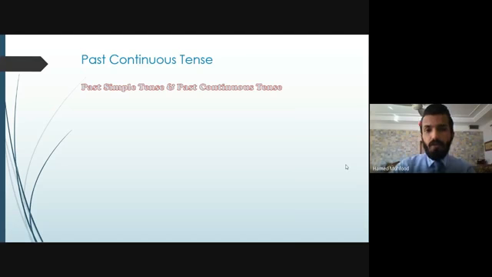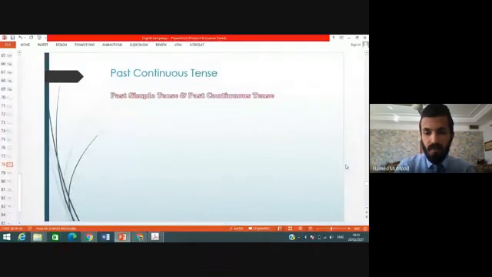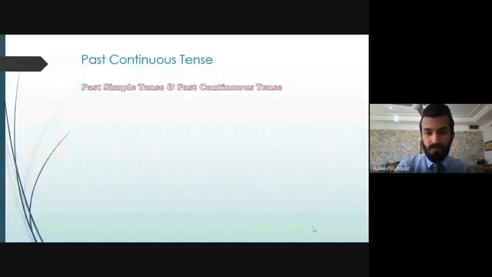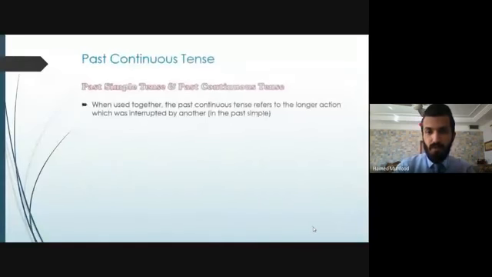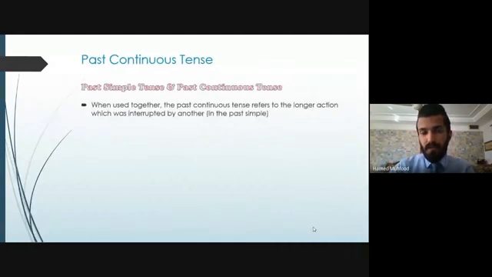Now we move to how to use both of the tenses, the past simple tense and the past continuous tense at the same time. So if we have both of the tenses at the same time, how to use them? We use them together, but when they are used together, the past continuous tense should always refer to the longer action, which was interrupted by another action in the past simple tense.